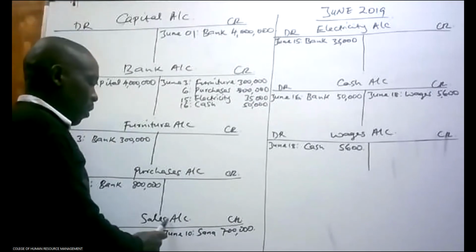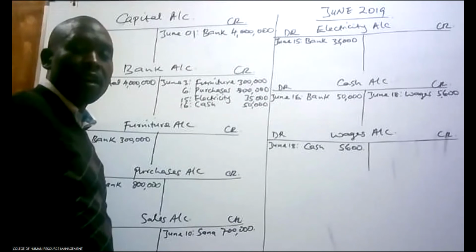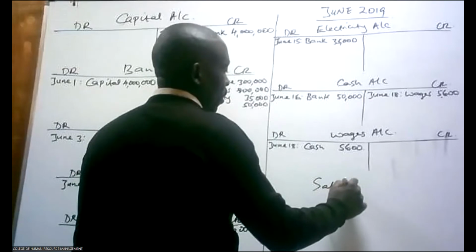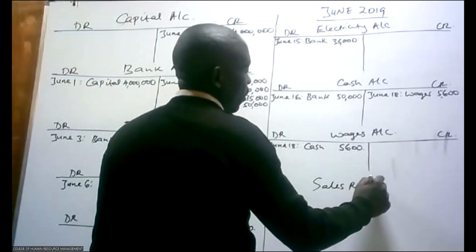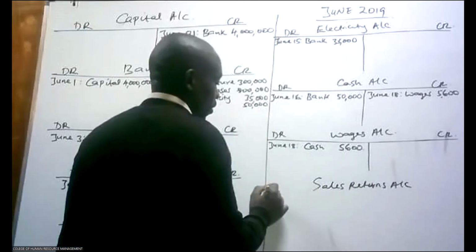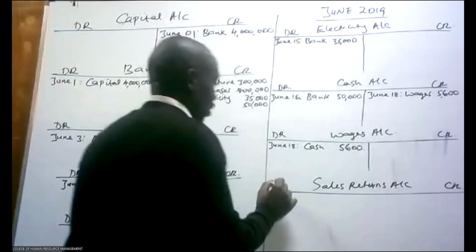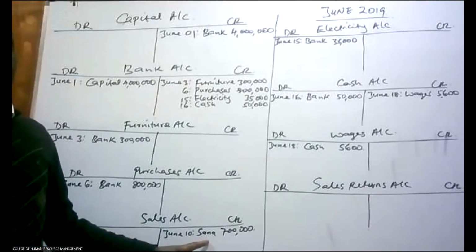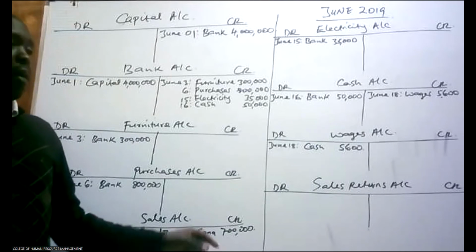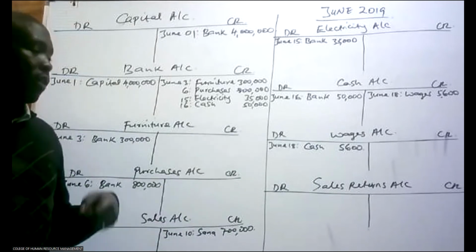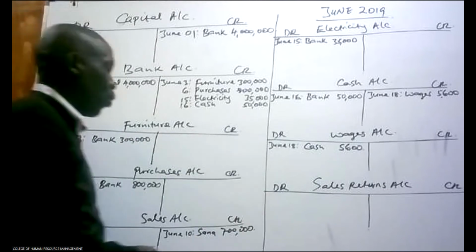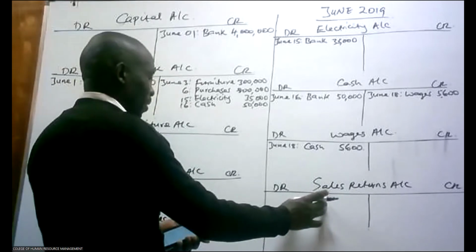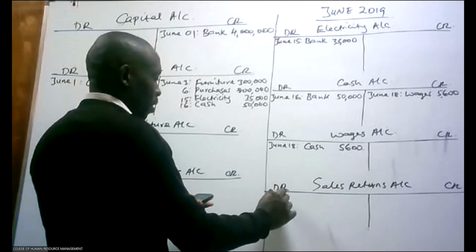On 20th, Sana Traders returned goods worth 150,000. Goods that were sold but have been returned back to the business are known as sales returns or returns inwards. So we open the sales returns account, and it is like the opposite of sales. When we sold them, we credited sales. But when a customer returns goods that we had sold to him or her, we now debit this. It was credited here, now we shall come and debit the sales returns. And this is on June 20th.